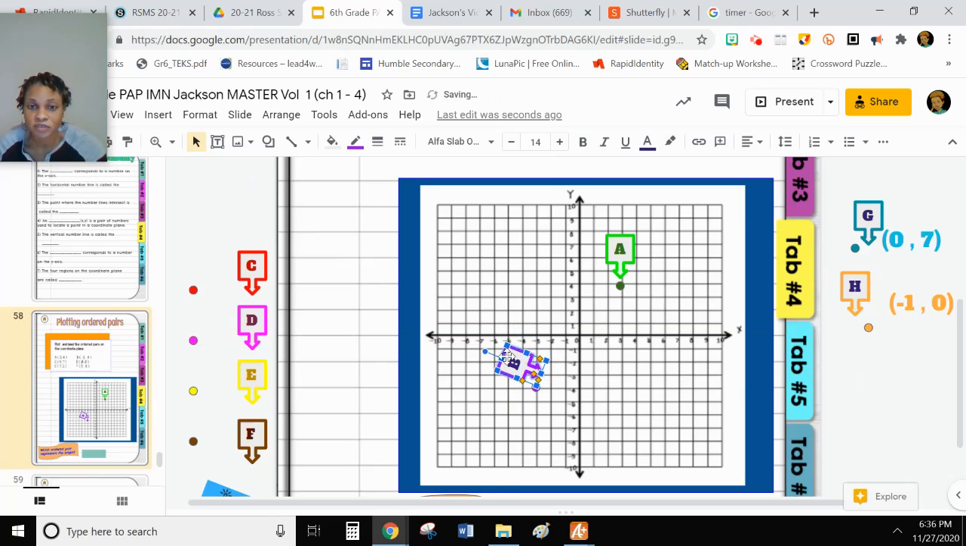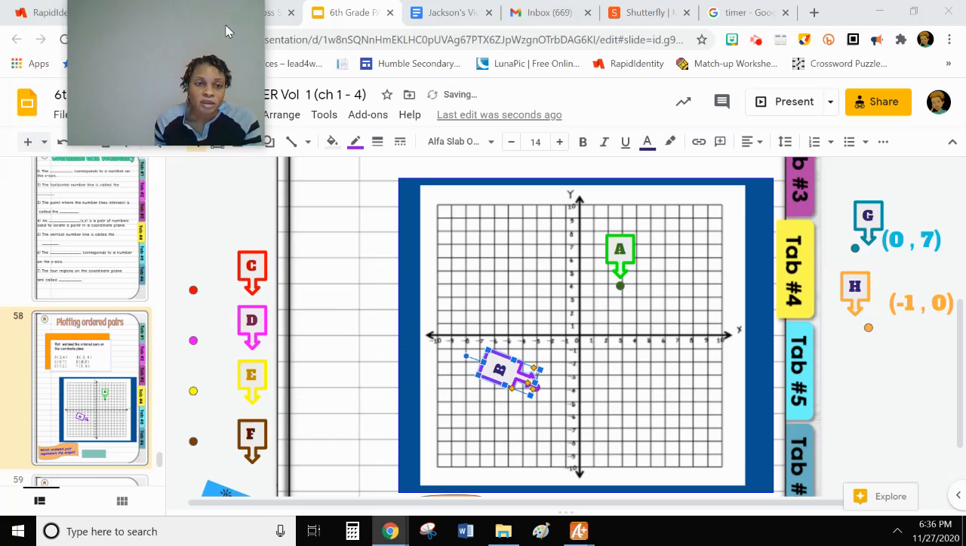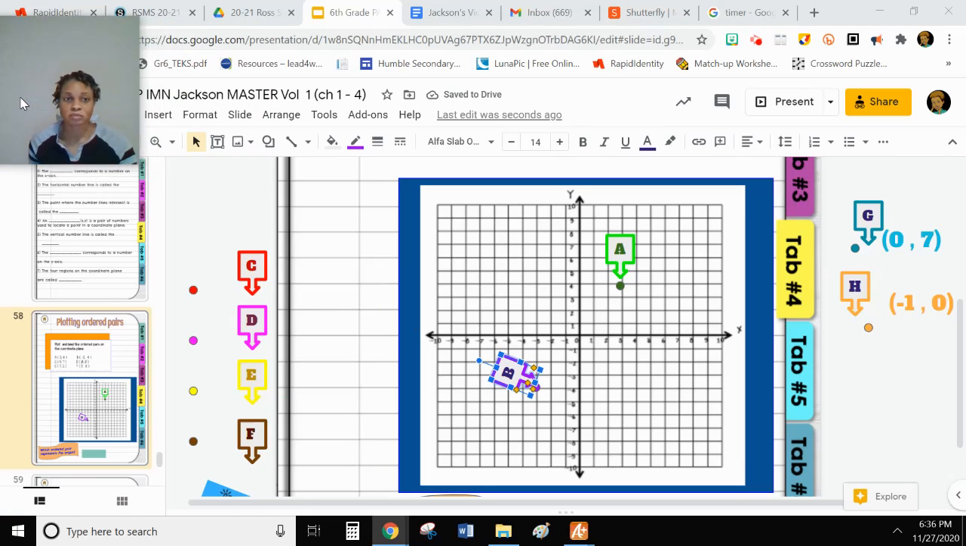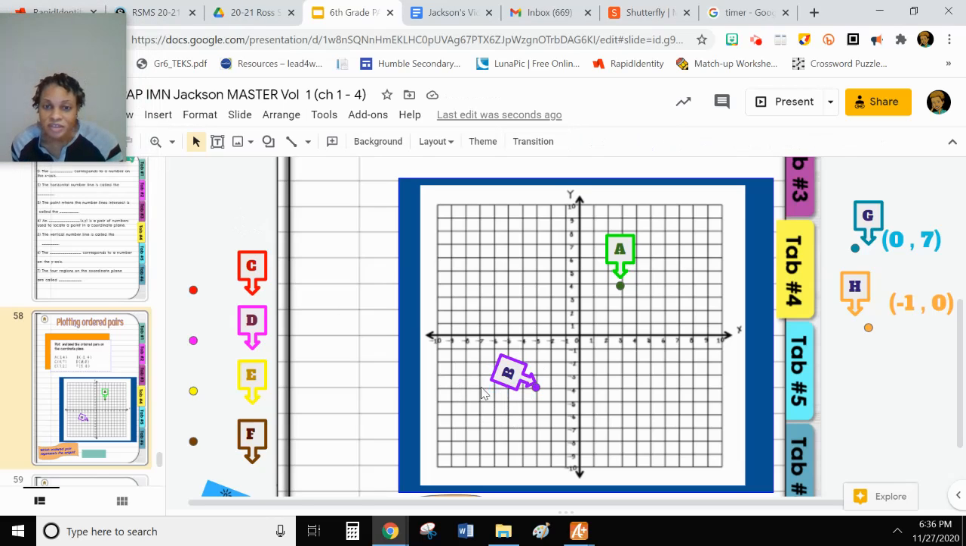I actually am going to be difficult, and I'm going to rotate mine just a little bit, just in case. Oops. And look at me messing up stuff. Trying to be special and difficult. So that's my point B. I labeled it there just so I can still see my numbers. You don't have to do that. That was my particular choice.